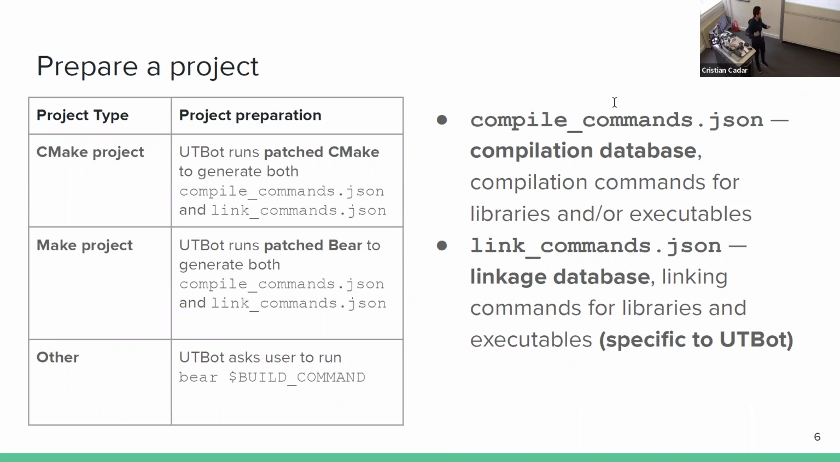For this, it uses a compilation database and a so-called linkage database. The compilation database is a common format, while the linkage database is more specific to UTBot, and it contains linking commands for libraries and executables in the project. To generate both of them, we use a patched version of CMake or Ver, depending on the type of the project. Why did we need to patch it? Just because the linkage database is something specific to us.